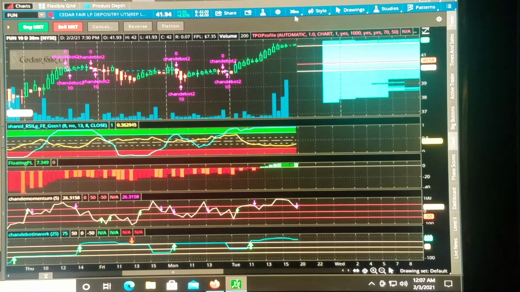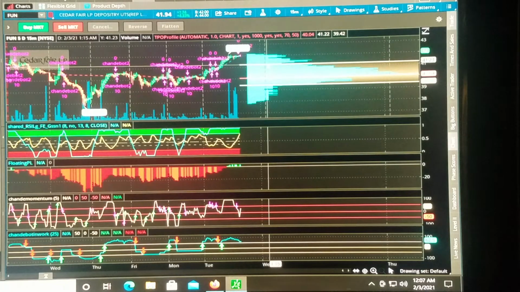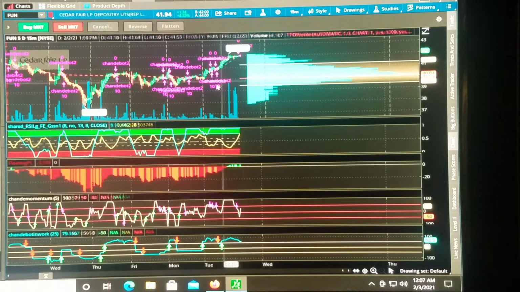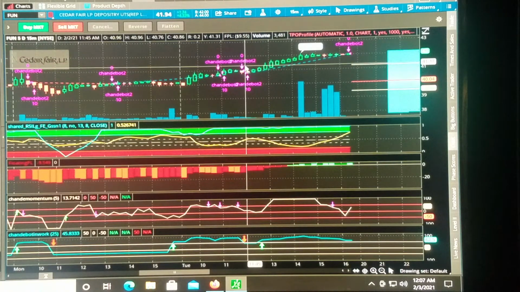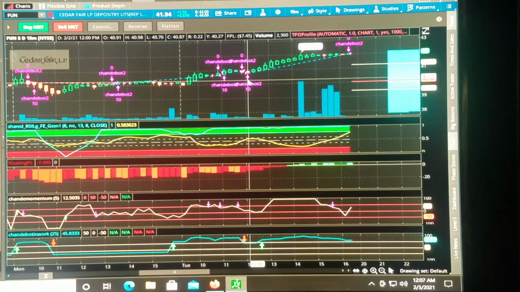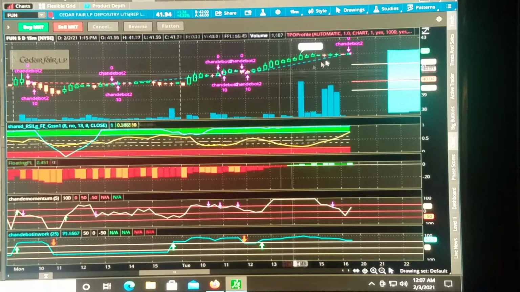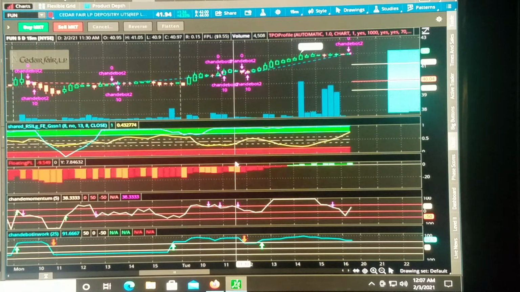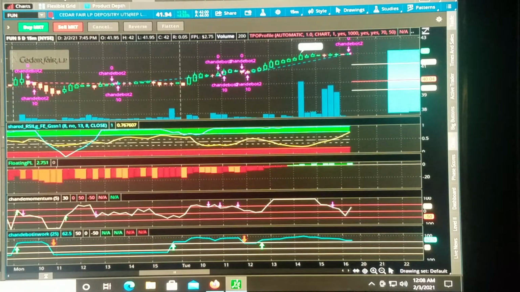Let's check out the 5-day 15-minute. And it would have just sold out. And the fun would have been over in Cedar Fair. So this little bot that we have doesn't do too bad, but I think that we can make it better. So we'll be working on that.